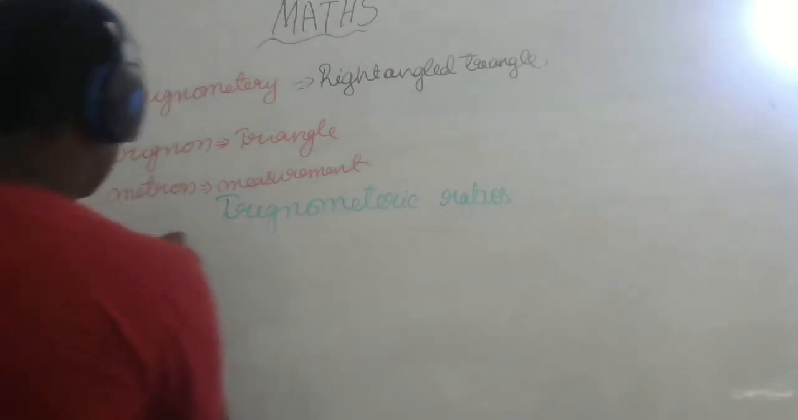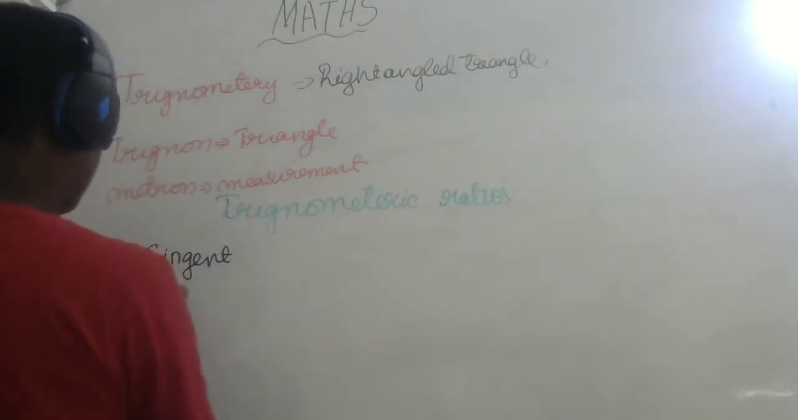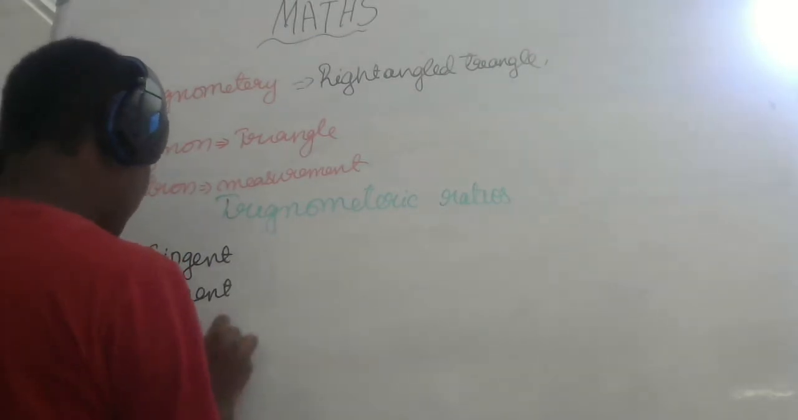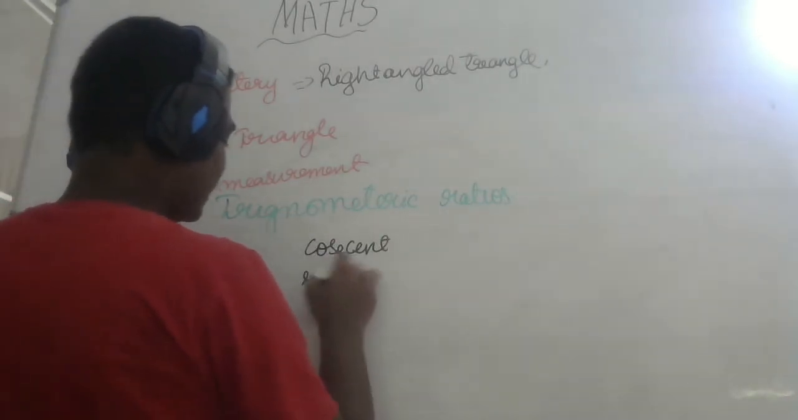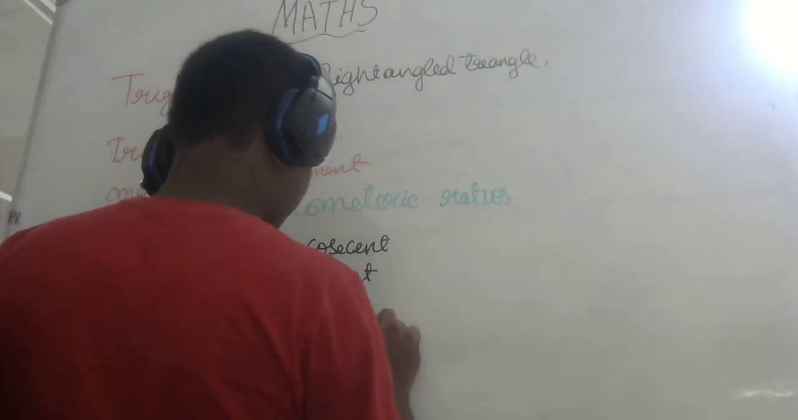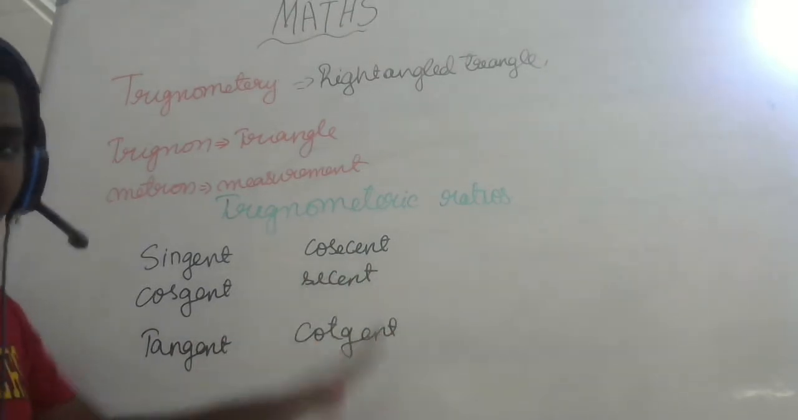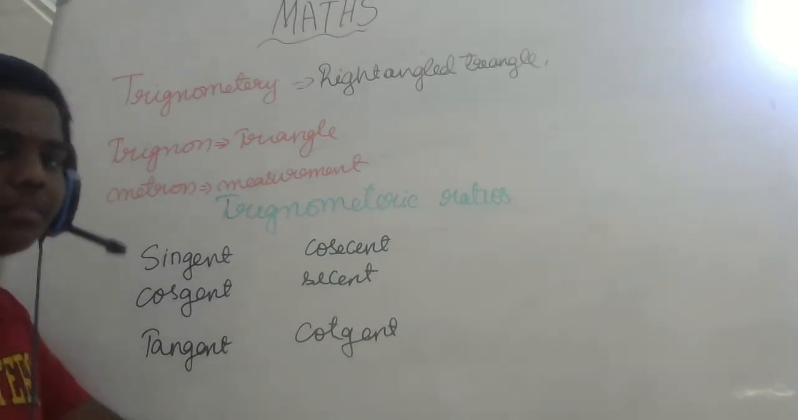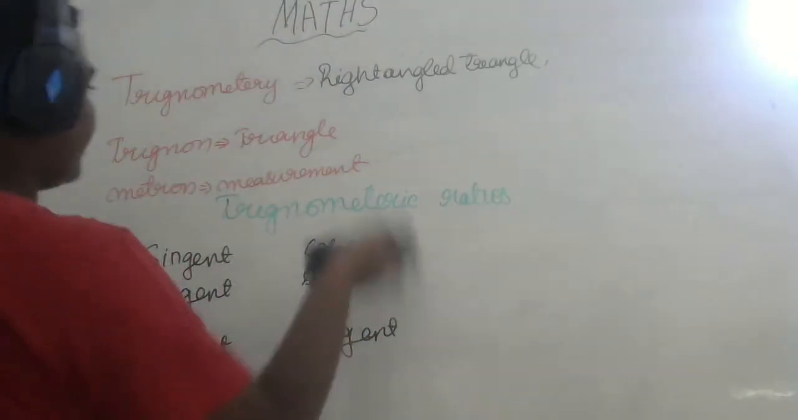Those are sine theta, cos theta, tangent, cosecant, secant, and cotangent. So these are the six trigonometric ratios, and these six ratios we will be using to find out the measurements of a triangle. So now let us discuss briefly about each of the trigonometric ratios.